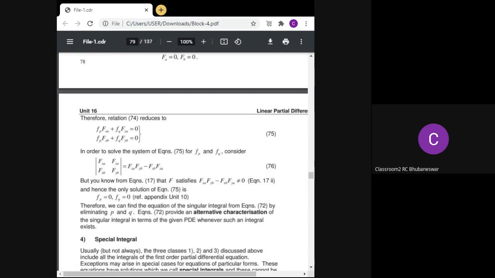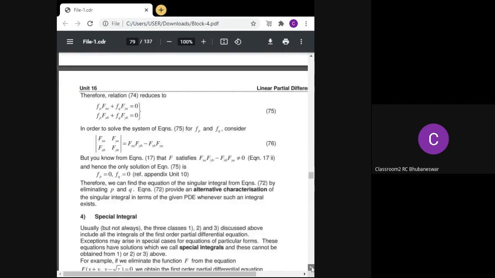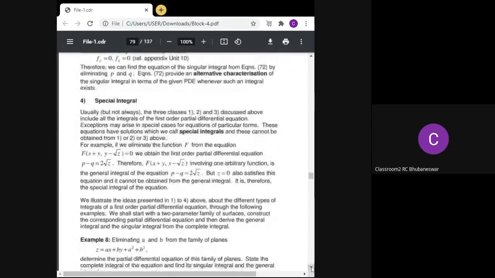Now the fourth kind is the special integral obtained from first order partial differential equations, and as you can see, special integrals are obtained in some exceptional cases. So that cannot be obtained from the complete integral, general integral, or particular integral.